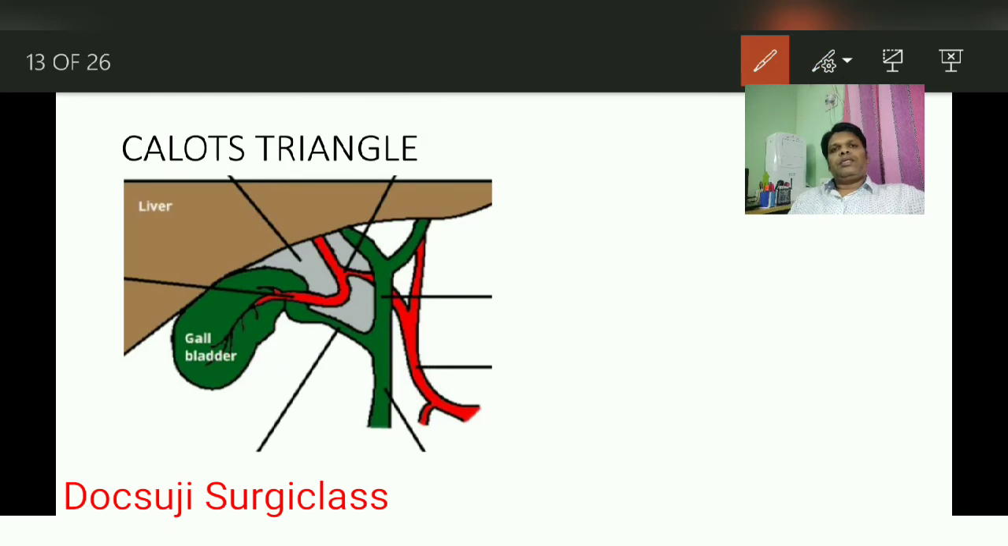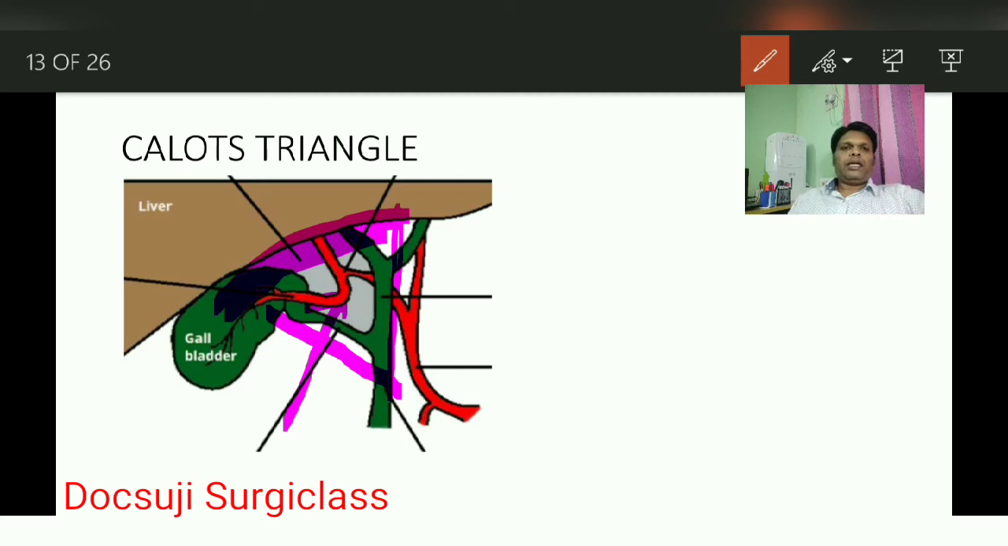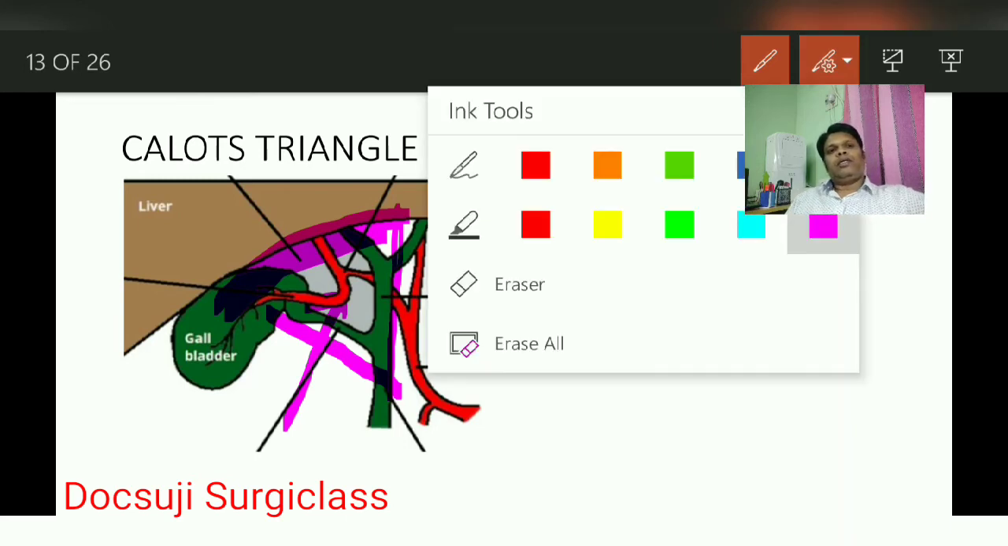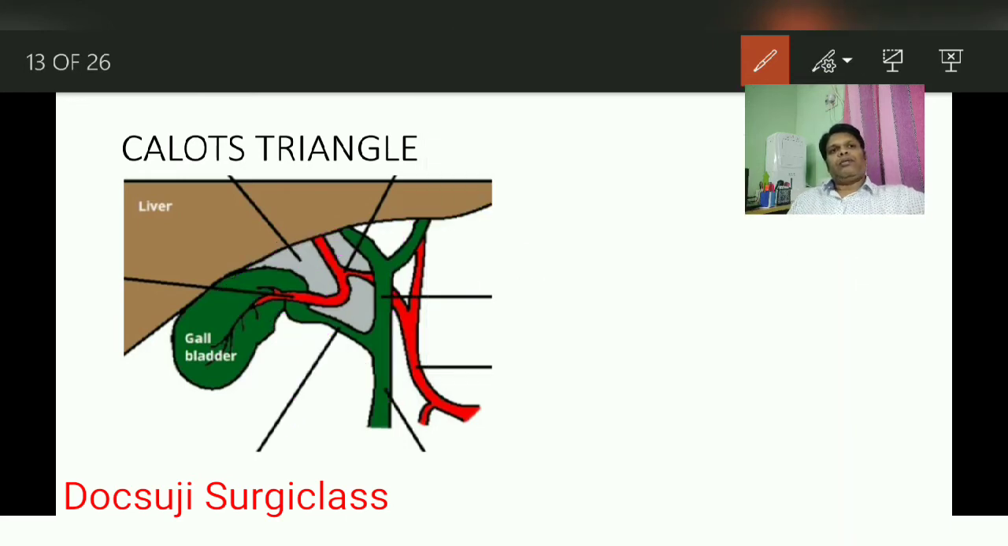But now this triangle is somewhat modified because of the recent advances, that is laparoscopic cholecystectomy. Now the triangle boundaries are the cystic duct and then the common hepatic duct and then the inferior border of the liver, and the content is the cystic artery. So one should be very careful while doing laparoscopic cholecystectomy. This Calot's triangle has to be defined completely to avoid injury to the bile duct. So this is very important in laparoscopic cholecystectomy.